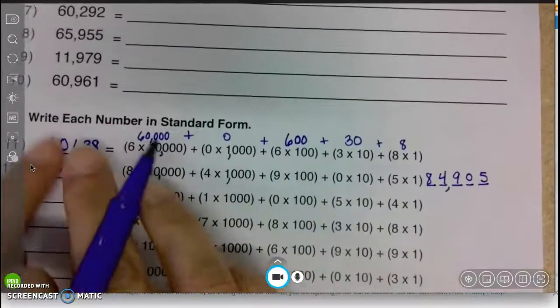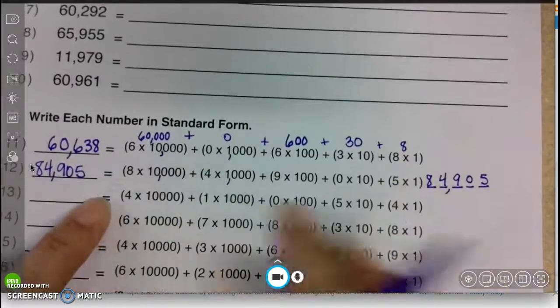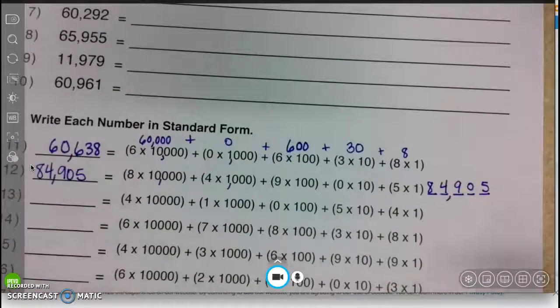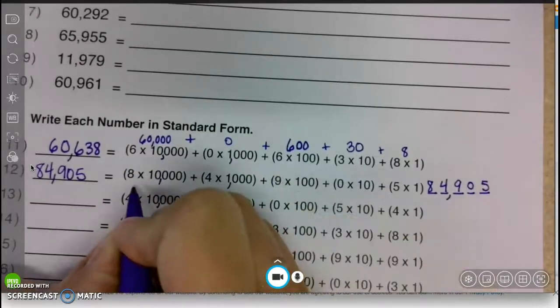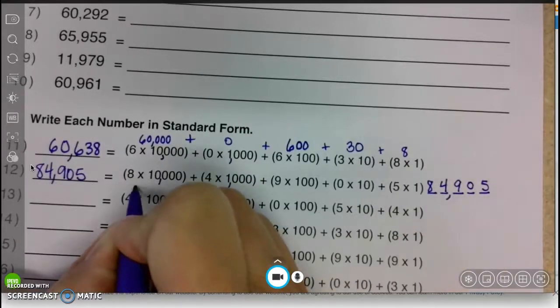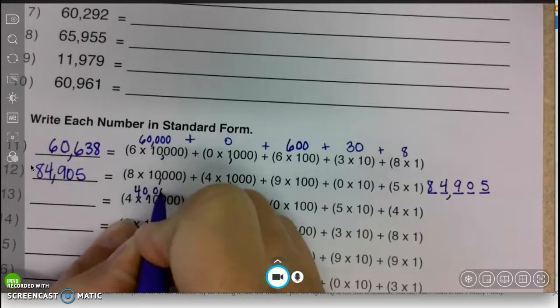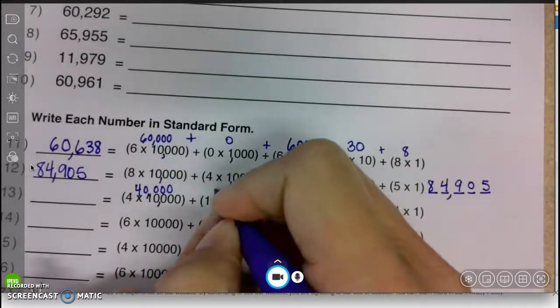I'm going to do number 13 the way we did number 11, and I'm going to do number 14 the way we did number 12, because about half of y'all did it this way and half of you did it the other way. So 4 times, this is 10,000. What's 4 times 10,000? 40,000, good. 4 times 10,000. So then you'd have 1 times 1,000. What would that give you? 1,000.